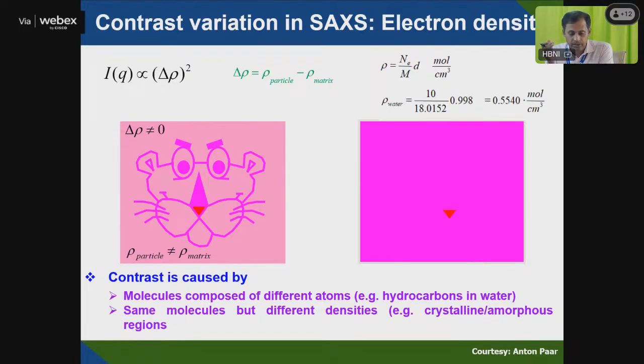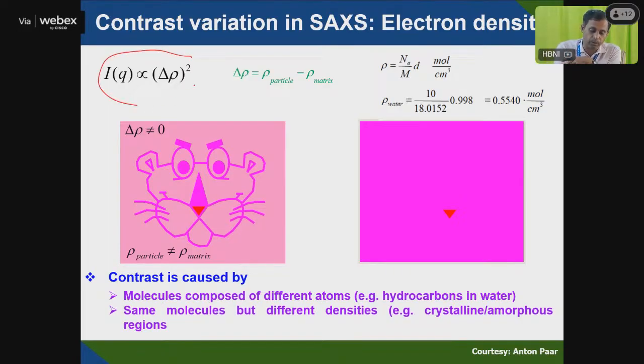Next is small angle X-ray scattering. There, in the case of neutrons it is the scattering length, but in the case of small angle X-ray scattering it is the electron density. You can see how the electron distribution depends upon Z.